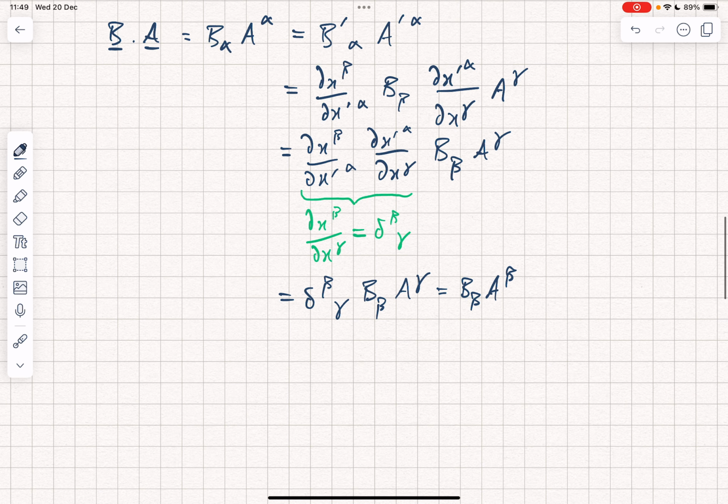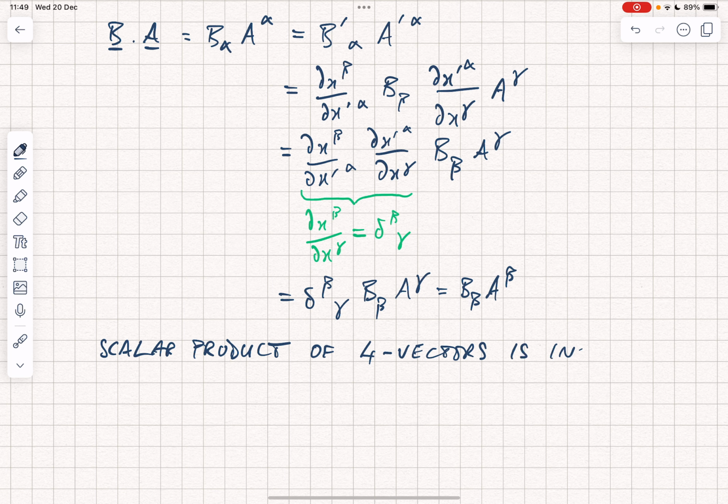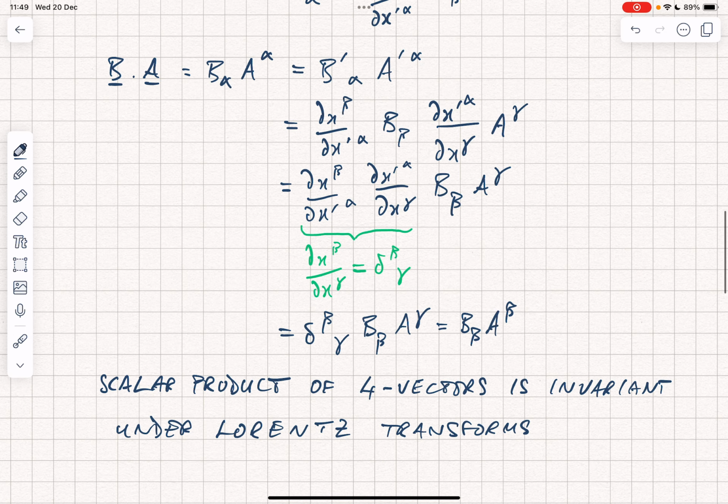So this shows that the scalar product of two 4 vectors is invariant under Lorentz transforms. Well, under any appropriate transform actually, but we're concerned about the Lorentz transforms. And what that's demonstrating is that this definition of co- and contra-variant vectors satisfies that need for invariance. So that's the end of the mathematical detail.